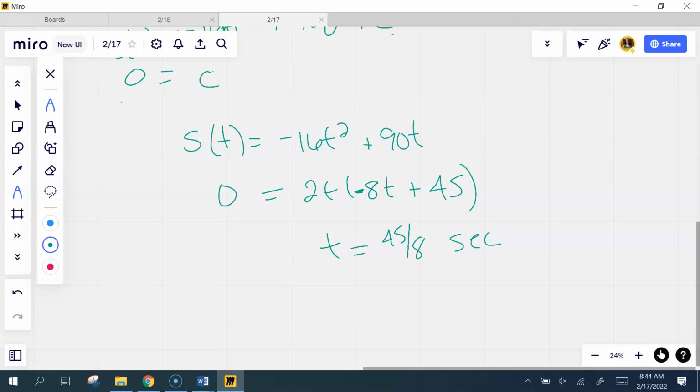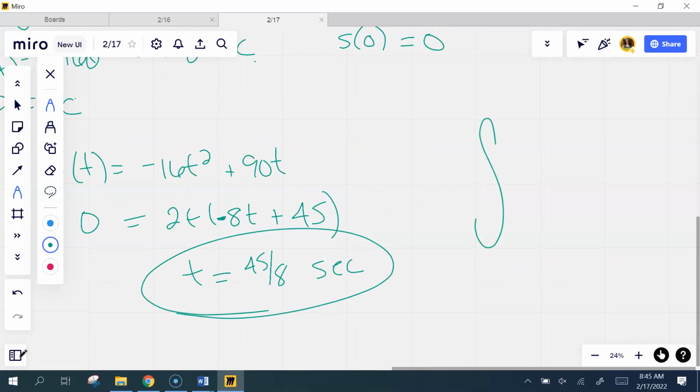And then part D says when it hits the ground, what's the total distance it has traveled? So that's different. It hits the ground at this time, yes? So I'm going to do the integral from 0 to 45 over 8, right? That's not what they did. When it hits the ground, what's the total distance that it has traveled?